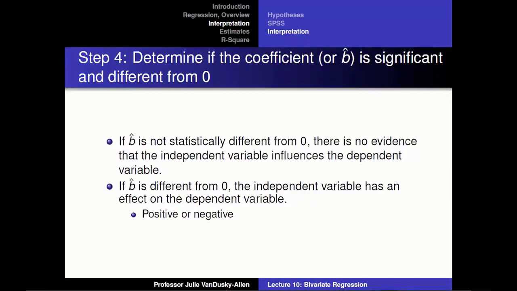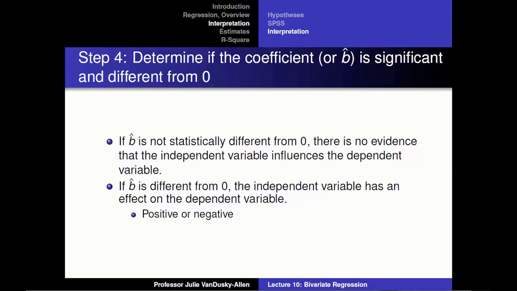The next step is determining whether the coefficient, or b hat, is different from 0. Now, most of the time, b hat will not actually be 0. However, just because b hat is not 0 does not mean that it's statistically different from 0. If b hat is not statistically different from 0, then there is no evidence that the independent variable influences the dependent variable. If b hat is statistically different from 0, the independent variable has an effect on the dependent variable.